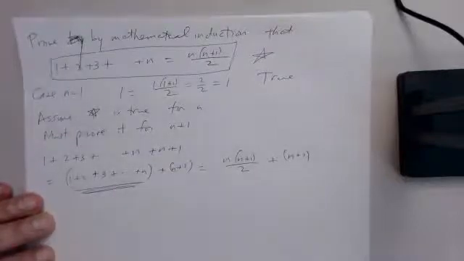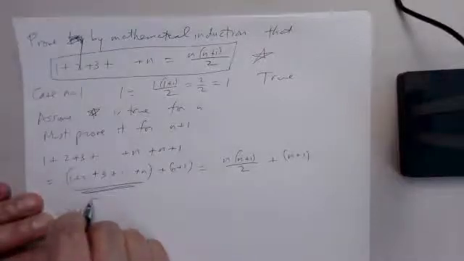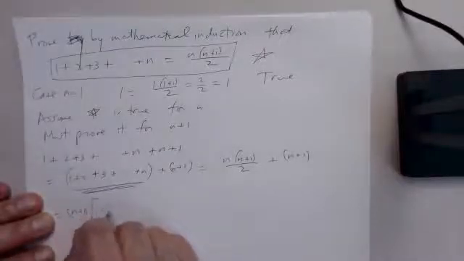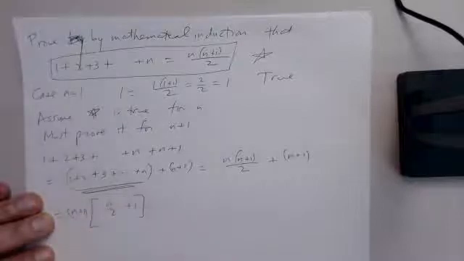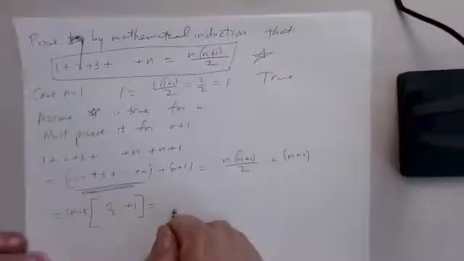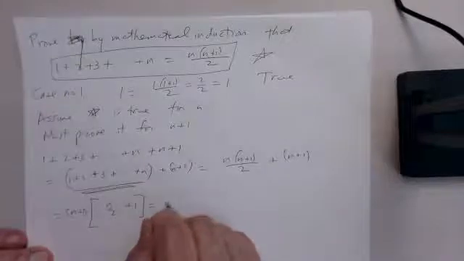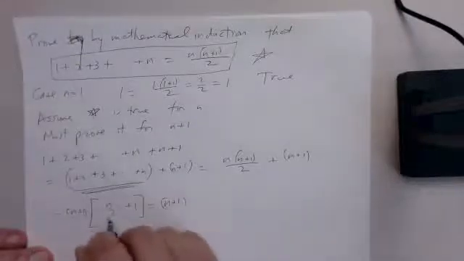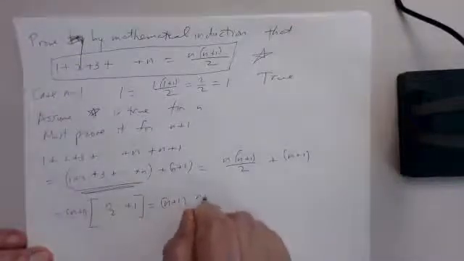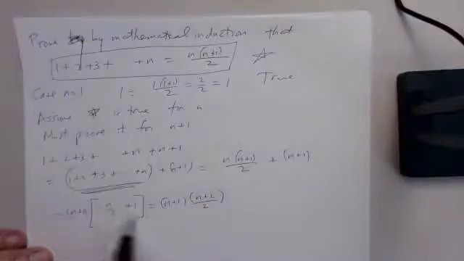Let's look at that for a minute. I can factor out an n plus 1, and I get n over 2 plus 1. Now, in algebra, you certainly have to know high school algebra. Let's see, this n over 2 plus 1 is the same as n plus 2 over 2, right? n over 2 plus 1 is n plus 2 over 2.